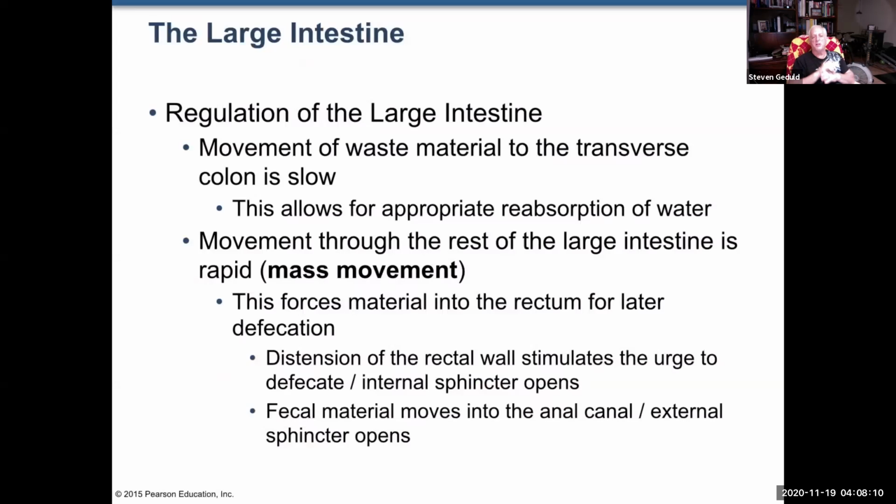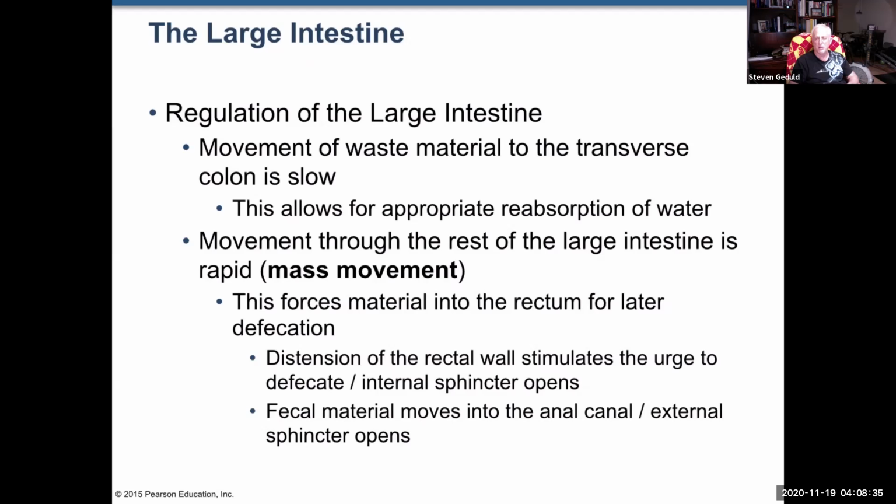Movement of waste material to the transverse colon is slow. It allows for water to be absorbed from the undigested material. Moving through the rest of the large intestine is very rapid, mass movement. So once it passes the transverse colon, it goes a lot quicker. It forces all the material into the rectum and then into the anal canal for later defecation.